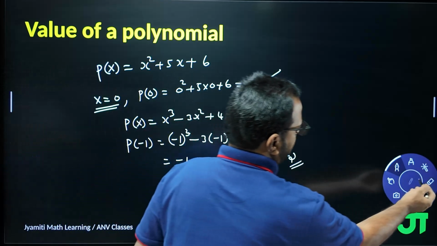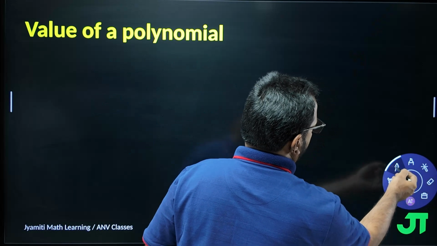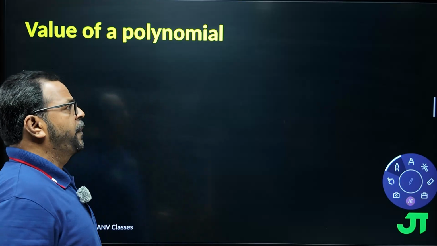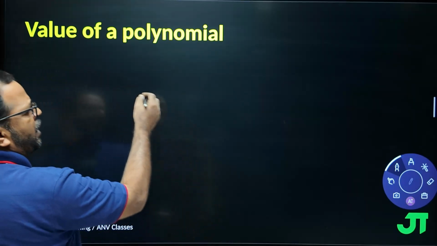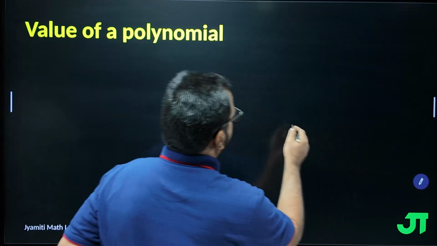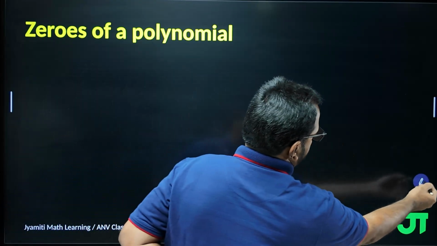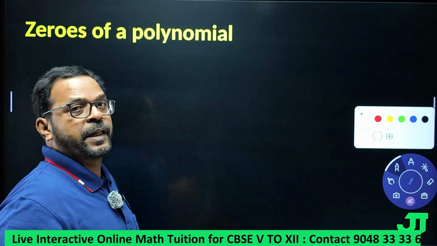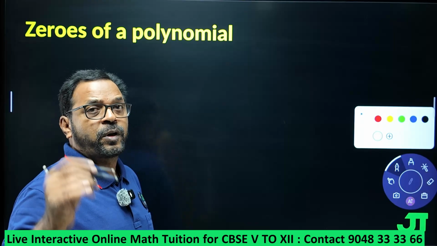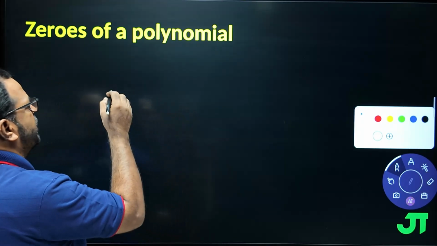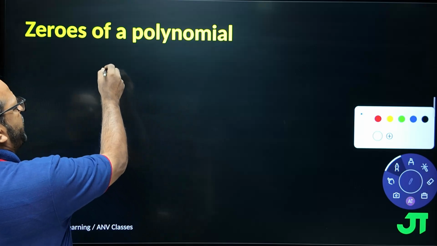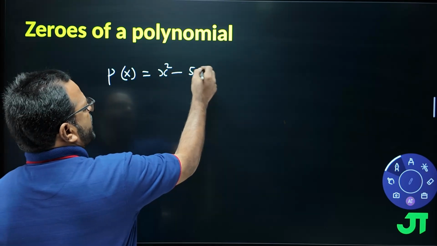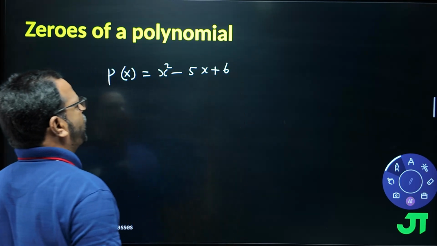Now we have a topic called zero of a polynomial. It is very important as far as the 10th class is concerned. So what is the zero of a polynomial? Zero here is not related to the number 0. You should remember that zero is a concept. What is zero of a polynomial? Suppose I am taking p of x is equal to x square minus 5x plus 6. This is a second degree polynomial.